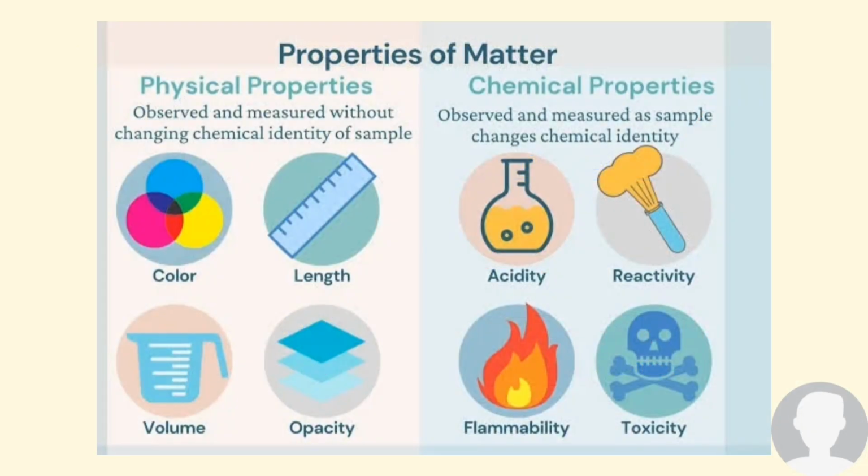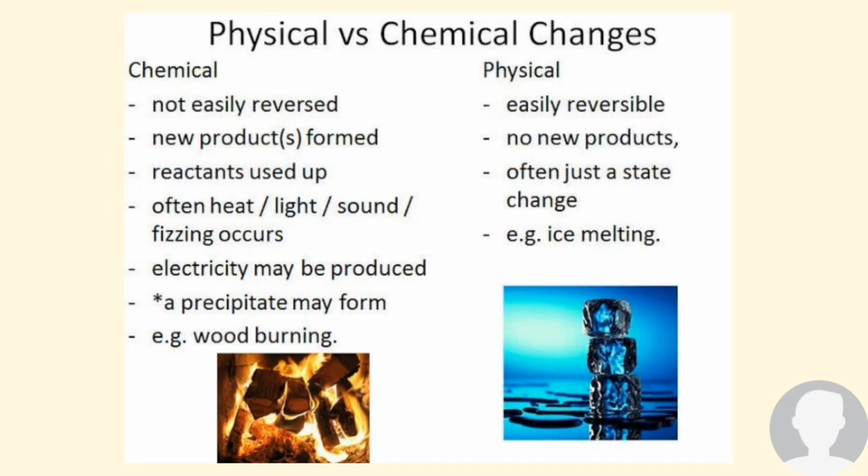Now let's look at the properties of matter. I've spoken about this before. We have the physical properties and the chemical properties. Physical properties are those in which there is no change in the chemical identity of the sample. That means it's basic observation. We have the color, the length, and the volume. Chemical properties involve a change in the chemical identity, by the nature of the acidity, reactivity, flammability, or toxicity. Change of state can be either a physical change or a chemical change.